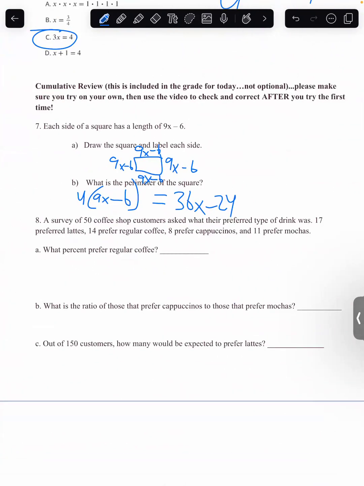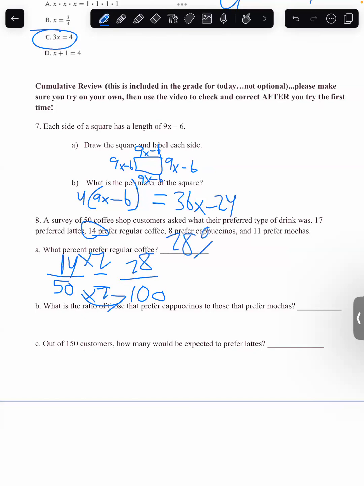A survey of 50 coffee shop customers asked what their preferred type of drink was. 17 preferred lattes, 14 regular coffee, 8 cappuccinos, and 11 mochas. So it's out of 50. We're looking for regular coffee, 14 out of 50, because 50 is the total, part out of whole. And we should know that percents are out of 100. Therefore, 50 is times 2, this is times 2, so that's 28. So 28% prefer regular coffee.